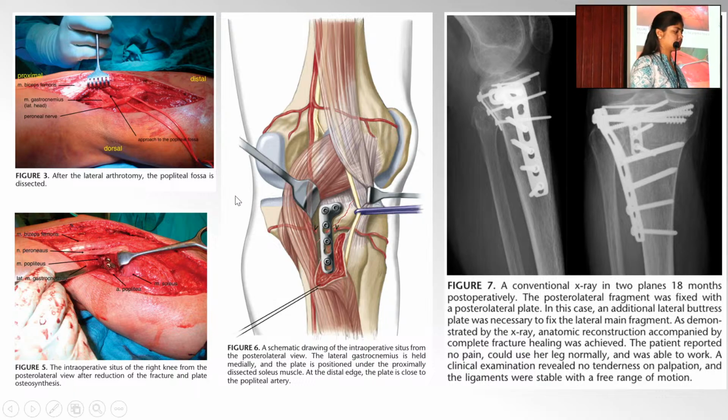Okay, sir. After lateral arthrotomy, the popliteal fossa, here we can see this. This is the lateral approach, sir. That's not the fossa showing. Fossa is posterior, right? You have shown the difference between the psoas as well as gastrocnemius. What is it?